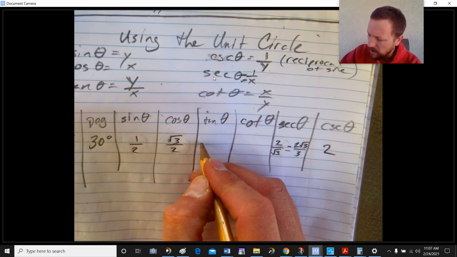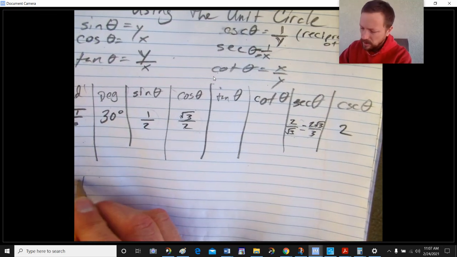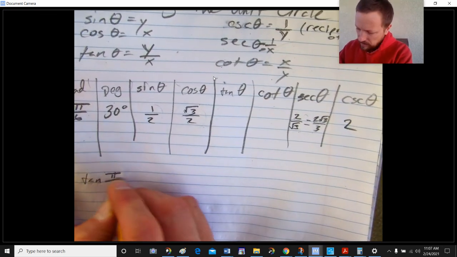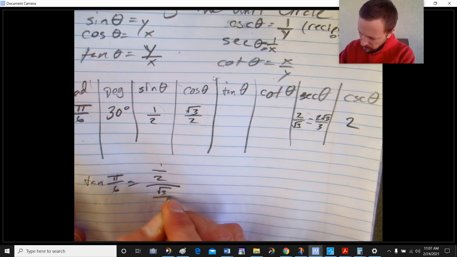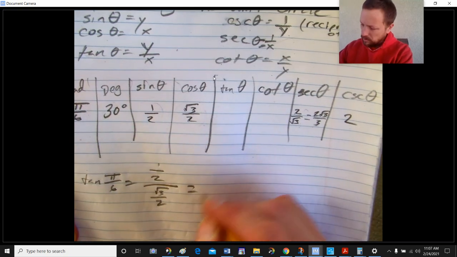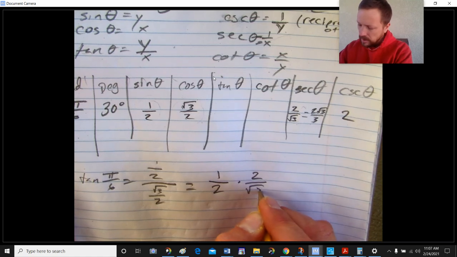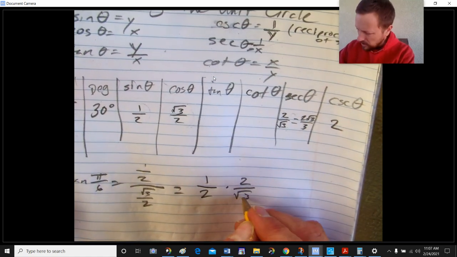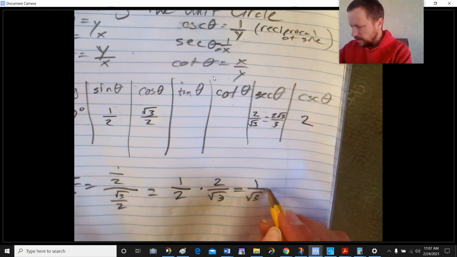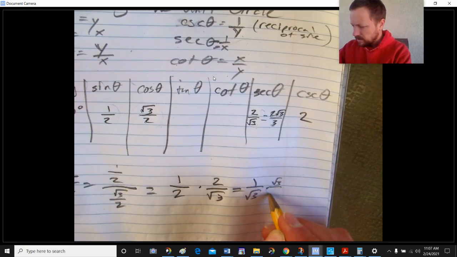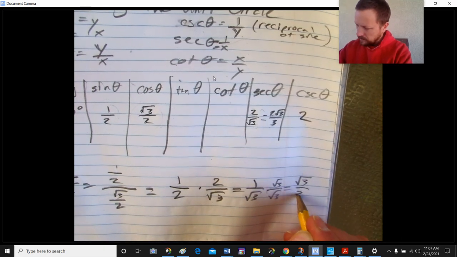All right, now the tangent of theta is going to be this over that. So the tangent of pi over 6. You have the y over the x. And again, what we're going to do is multiply by the reciprocal of the denominator, because you know how to divide by fractions. And so this comes out to be 1 over radical 3. And that's going to be multiplied by radical 3 over radical 3. You get radical 3 over 3.